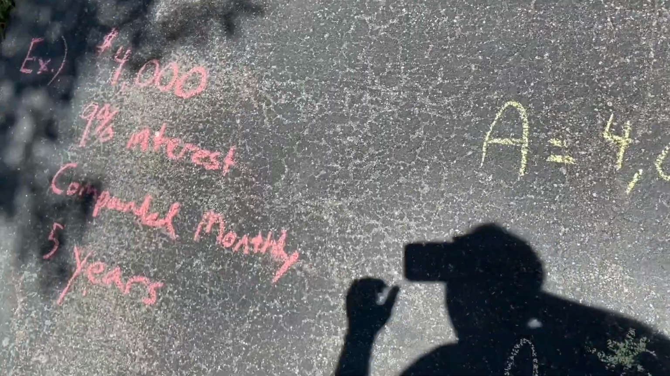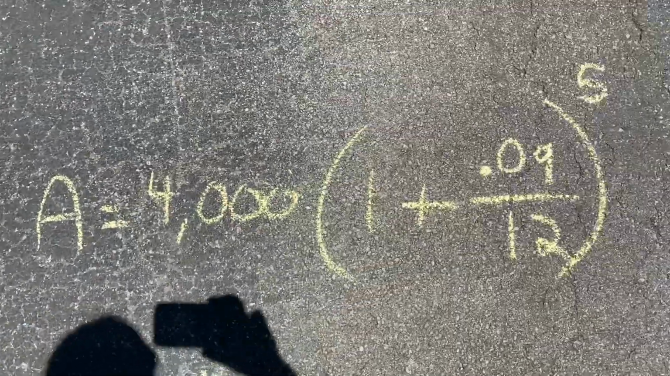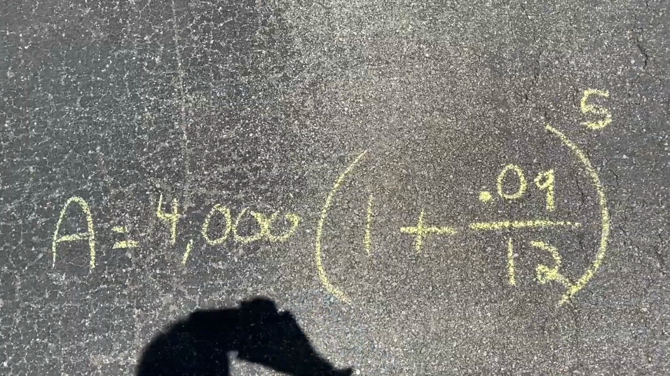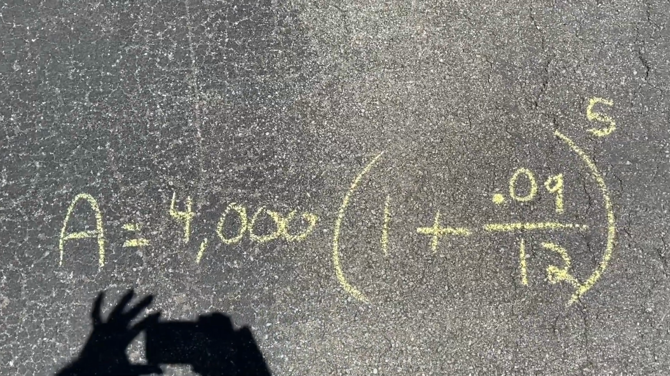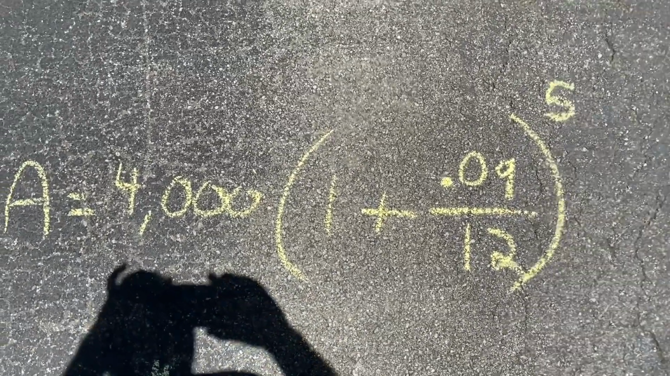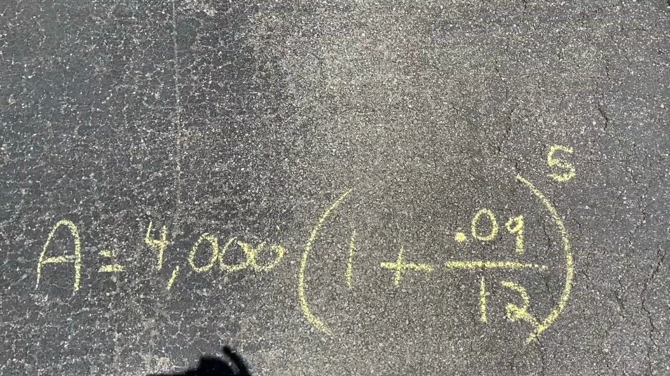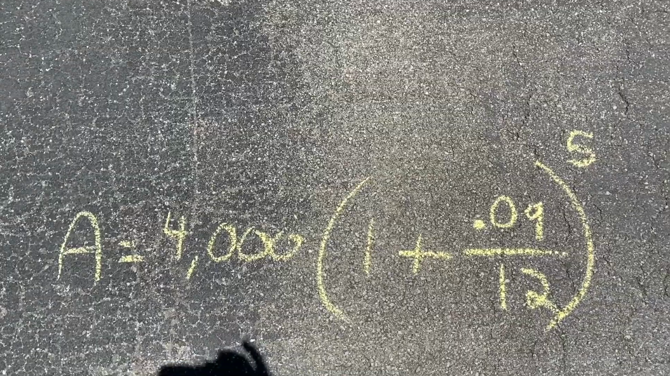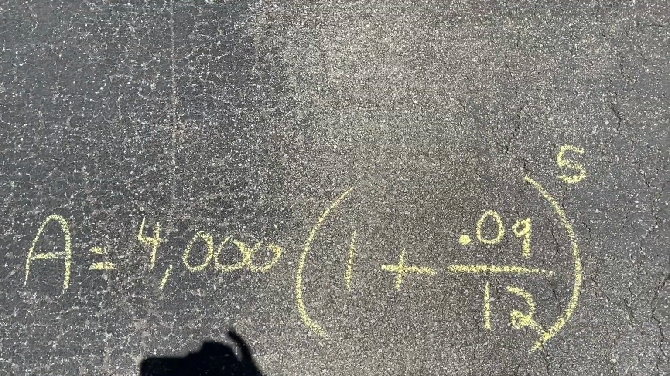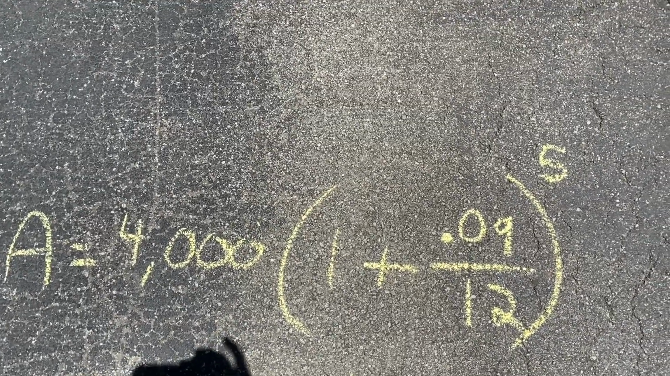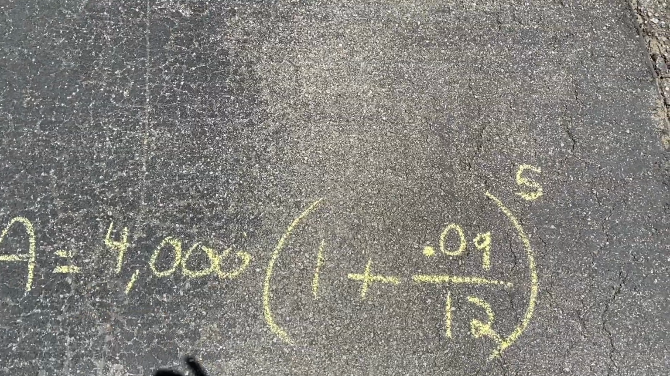And in this problem, we said it was compounded monthly. And then I put 5 in for T, the time, because it was for 5 years. So let's see how much money we would have if we invested it in this account for 5 years at 9% interest. Now, 9% interest is actually really high. You're not going to see that in very many accounts. All right. So let me show you the calculator work for that.